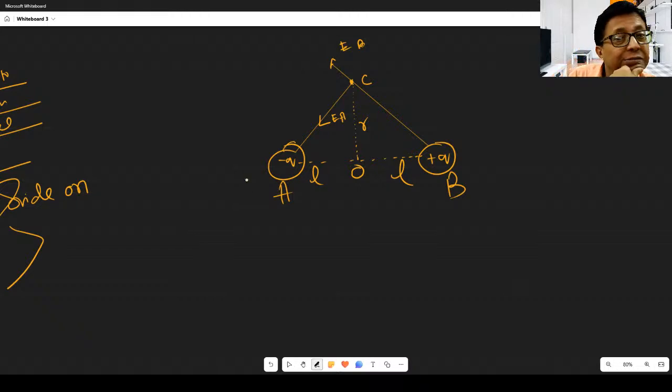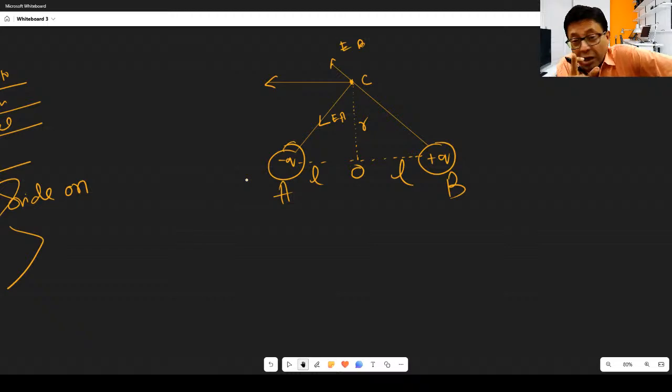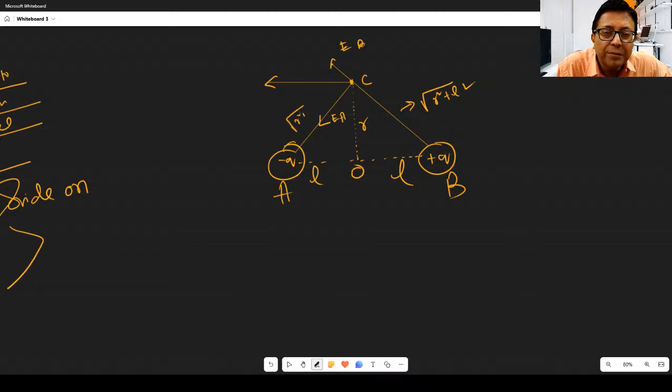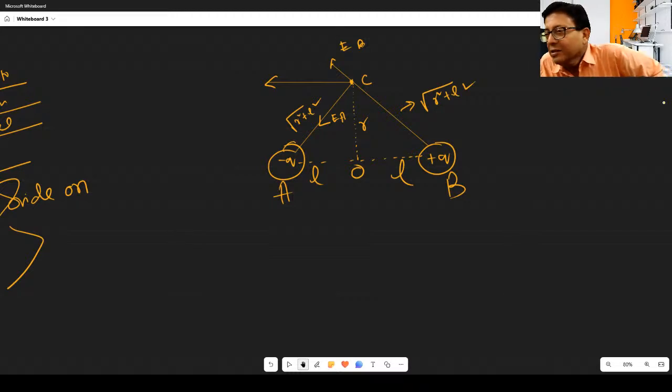What is that direction? EA and EB is just vector addition, parallelogram law. It will be through the bisector, maybe other direction, but it will be bisector. Why? For two equal vectors, it happens. Yes, charge magnitude same, distance also. What about this distance? What about this one? Isn't it?